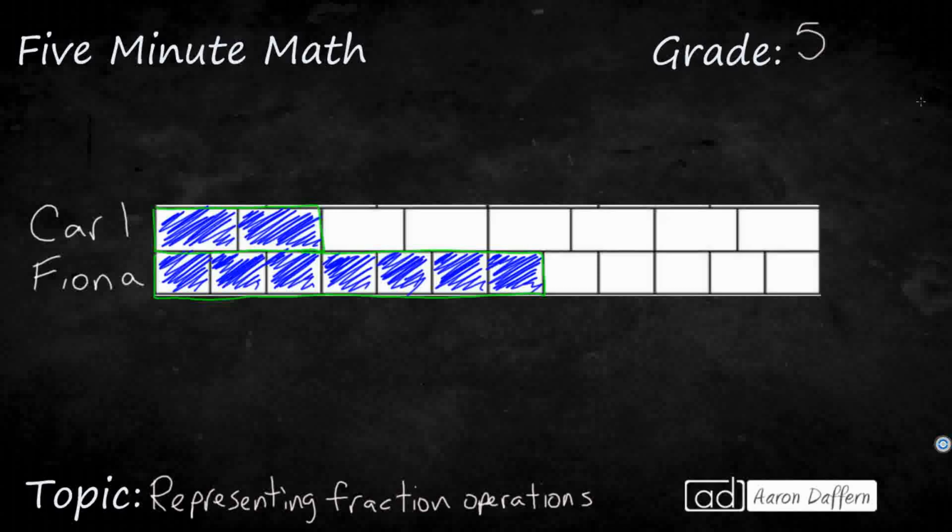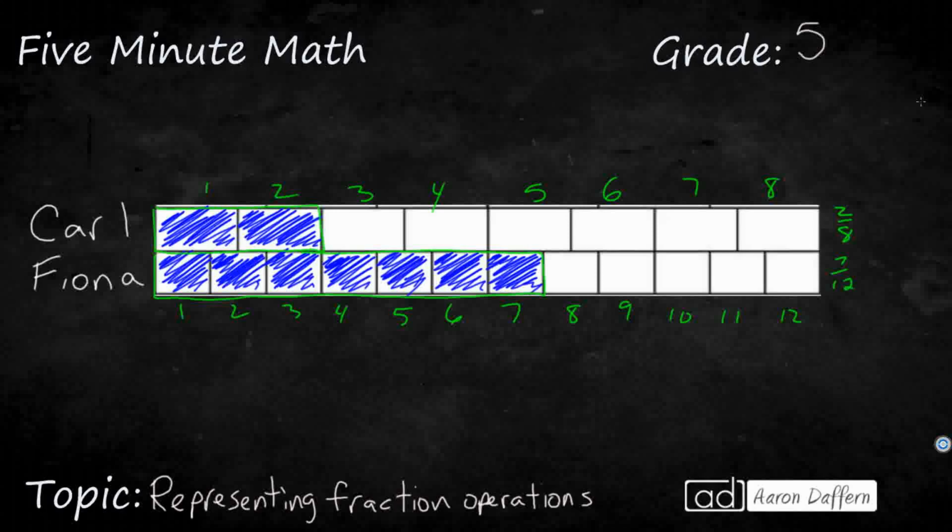So let's look at Carl. Carl is this top row right here, and we need to notice that this top row is broken up into eighths. So Carl ate 2 out of 8 pieces. I'm going to put this right here, 2/8. Fiona had 1, 2, 3, 4, 5, 6, 7, 8, 9, 10, 11, 12. She ate smaller pieces, but more of them. And she ate, and you can see there's 7/12.